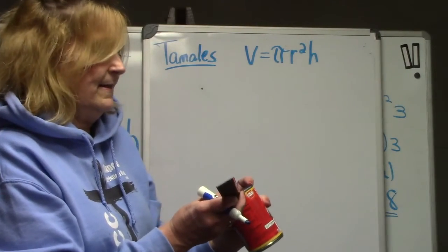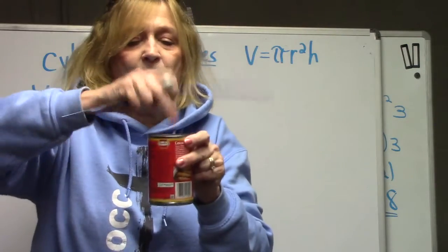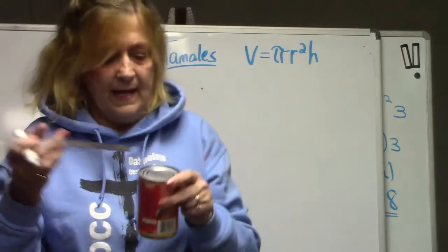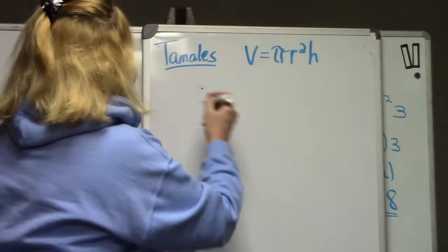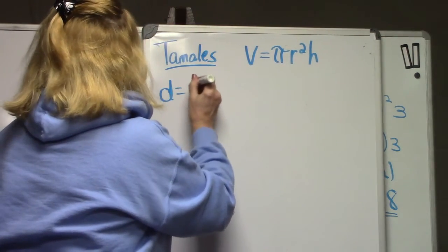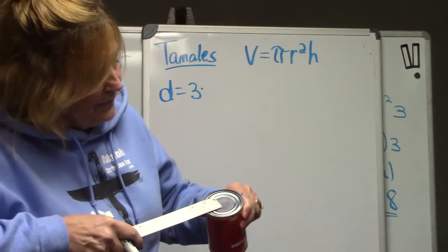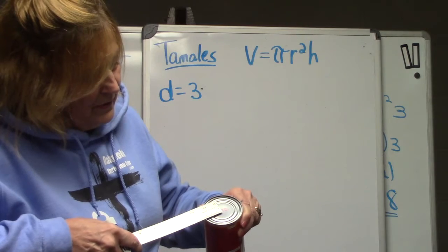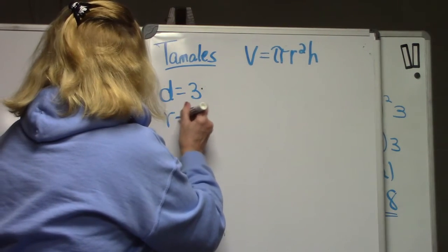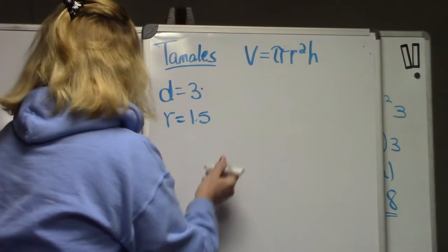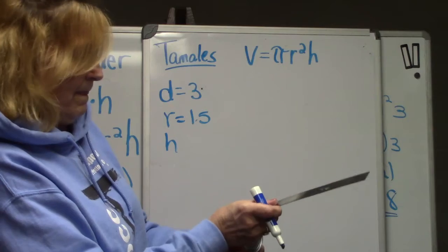All right. So, the base, which is this side or this side, is a circle. The diameter is 3. So, half the diameter is the radius, or from the middle of the circle to the outside ring. The radius would be 1.5. And then the height is 4.